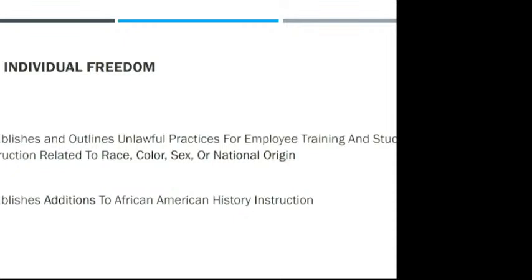The other bill getting a lot of attention is House Bill 7, and this really now covers two areas. One is creating what they're calling unlawful practices for employee training and also for student instruction related to race, color, sex, or national origin. And the second is establishing additions to African American history instruction.